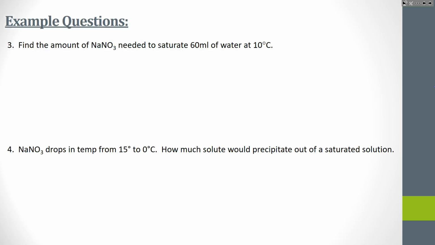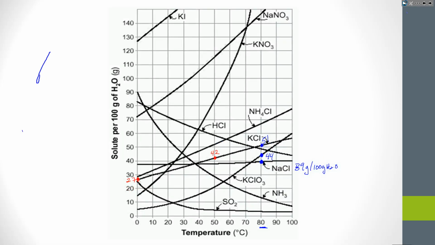Now, the next one says, find the amount of sodium nitrate needed to saturate 60 mils of water at 10. So we're going to have to deal with the 60 mil thing in a minute, but let's start off with our 10 degrees Celsius. So at 10 degrees Celsius, let's find out how much NaNO3 we are able to dissolve. So I'm going to flip back to the graph, and we're going to look up NaNO3 at 10 degrees Celsius. So we'll use green for this one.